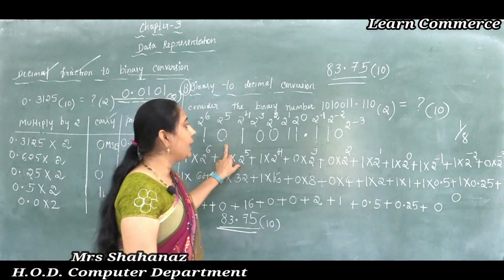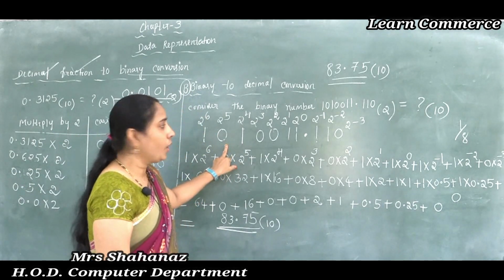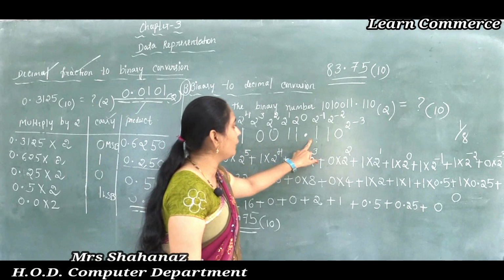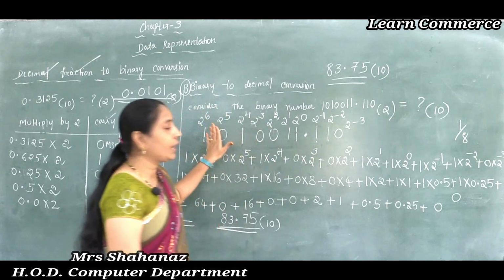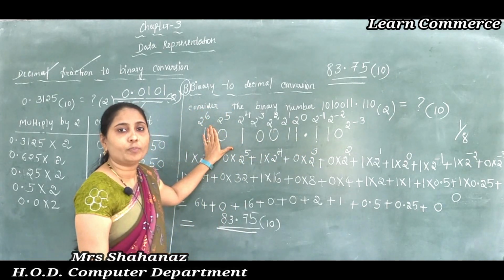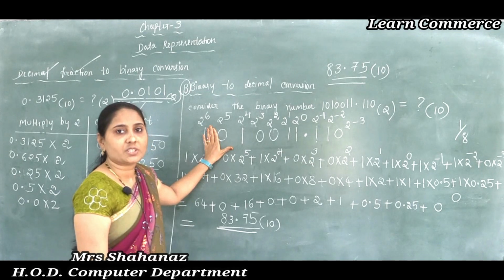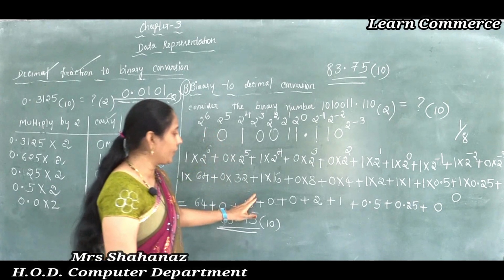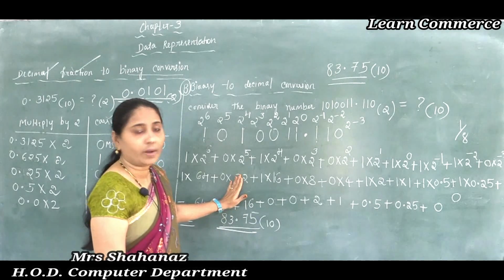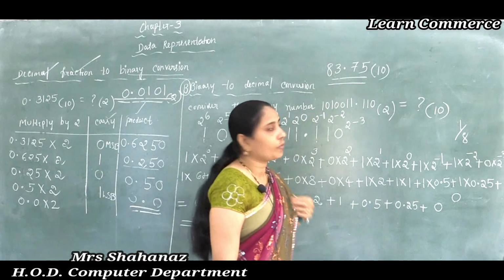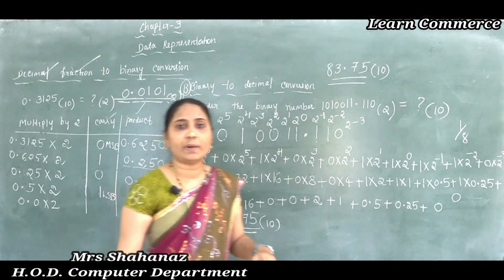As we know that the binary number 10100011 and fractional 110. Okay, so multiply each bit of the binary number by its positional weight, add all the products. Okay, so clear to everyone? Okay, now this is the answer of our binary to decimal conversion.